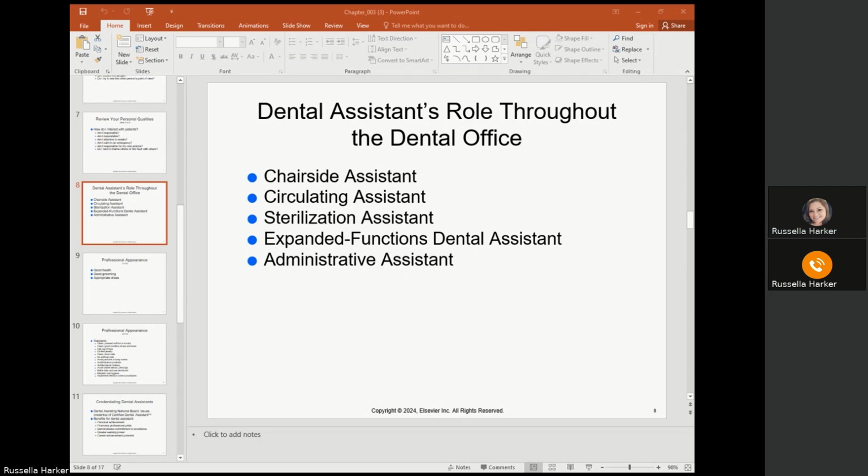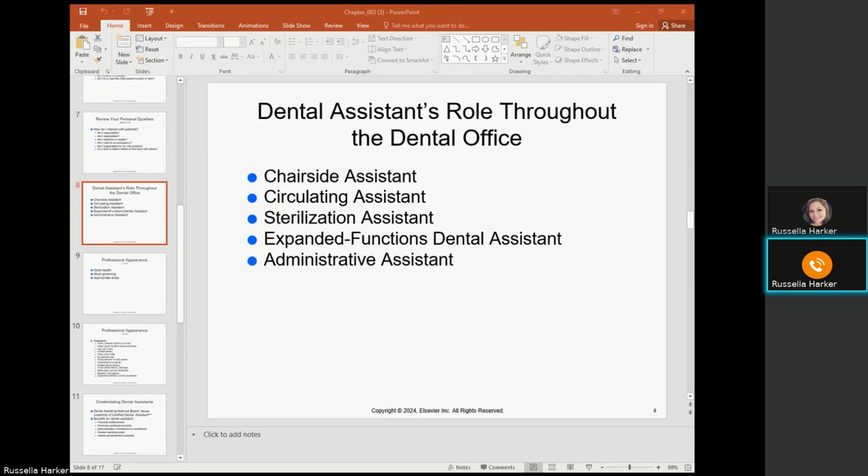The next type of assistant we're going to talk about is a circulating assistant. A circulating assistant serves as an extra pair of hands wherever needed throughout the office. This is referred to as six-handed dentistry. So if you're already working in team dentistry and you have the chairside assistant and the operator or the doctor working together in four-handed dentistry, and then the circulating assistant comes in and is working with them as in the team concept, then you'll be working with six hands, so it would be six-handed dentistry.